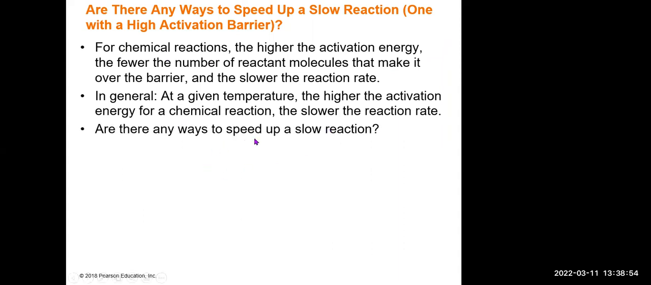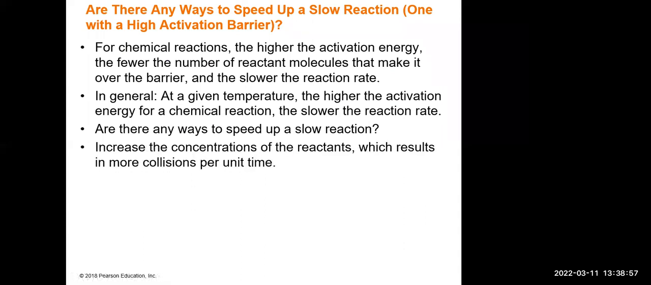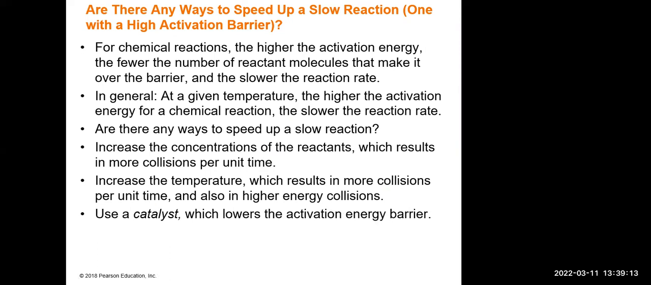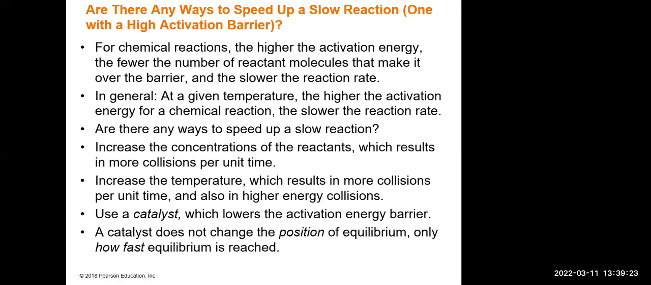Are there any ways to speed up a chemical reaction? Increase the concentration of the reactant, which results in more collisions per unit time. Increase temperature, which results in more collisions per unit time, and also in high energy collisions. So both ways can increase your rate. Now, in terms of the activation energy, you can use a catalyst, which lowers the activation energy barrier, that also speeds up the chemical reaction. The catalyst does not change the position of equilibrium, only how fast the equilibrium is reached.